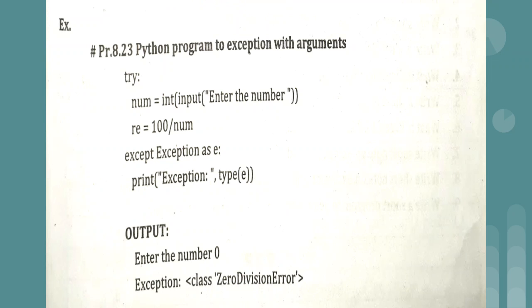So just see the example. We have entered 0, which means we are trying to divide 100 by 0, so that is a zero division error, but I don't know the name of the error. This is the reason why I have used except Exception as e, and we got the output as exception, and the type of exception is displayed, that is ZeroDivisionError. This is the type of exception which occurred, so that is displayed.